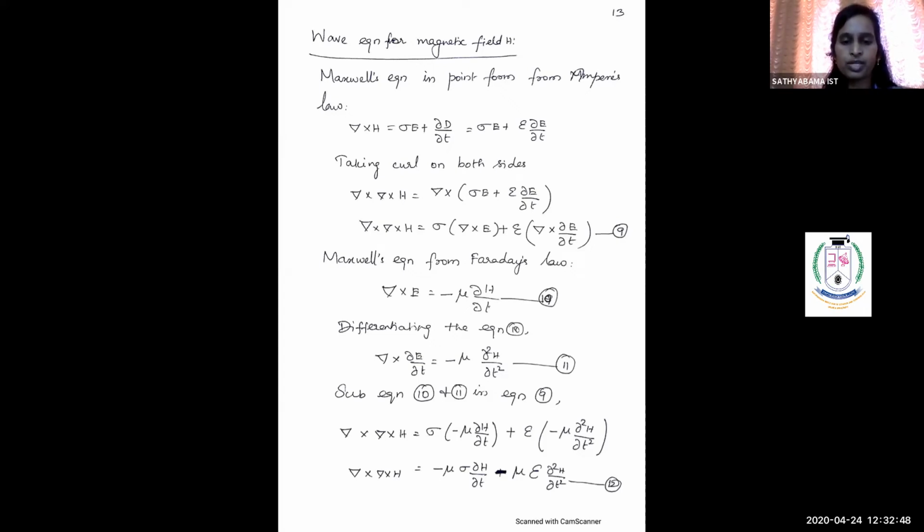So when you substitute equations 10 and 11, your equation 9 becomes del cross H is equal to sigma into minus mu dou H by dou t plus epsilon into minus mu dou square H by dou t square. We have to multiply this term inside. That is, sigma you multiply inside. You will get minus mu sigma dou H by dou t minus mu epsilon dou square H by dou t square. That is going to be our 12th equation. We have just simplified the equation.